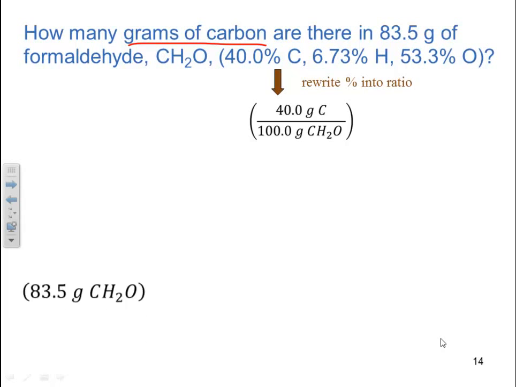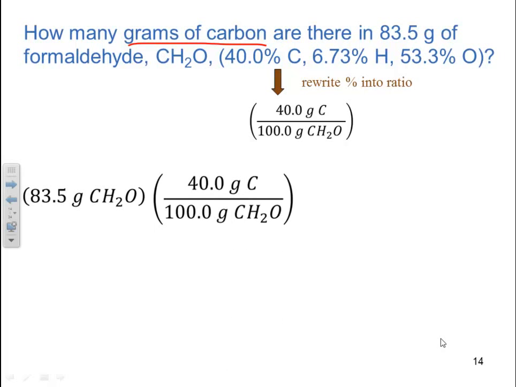So I'll start off with my 83.5 grams of my sample, formaldehyde, and multiply that by my ratio. In this case, my grams of formaldehyde is going to be in the denominator so I can get it to cancel. So my grams of the sample, the formaldehyde, cancel, which then gets me my final answer of 33.4 grams of carbon.